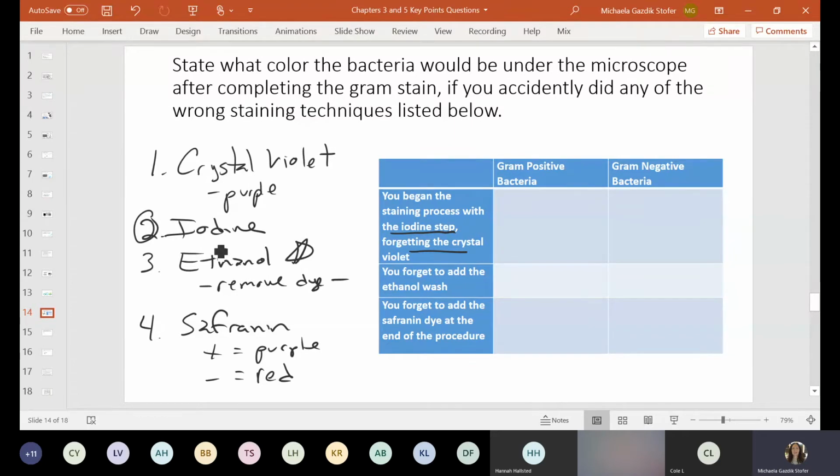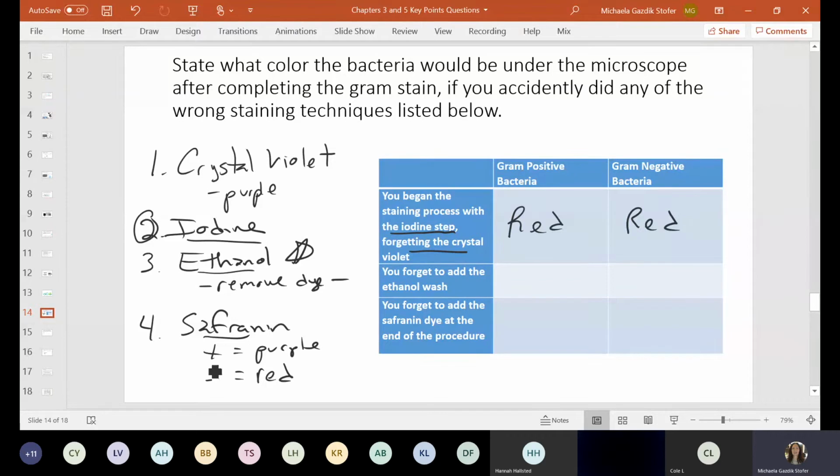So let's take a look. If we start here, we add iodine to the cells. That doesn't do anything because there's no dye there to make stick. So the cells are all still clear. Now we add the ethanol. The purpose of the ethanol was to remove the dye from the gram-negative cells, but there's no dye there to begin with, so everything is still clear. Now we get to our safranin, our counter stain, and this is just a simple positive stain. Because everything was clear to start with, everything is going to turn red at the end.